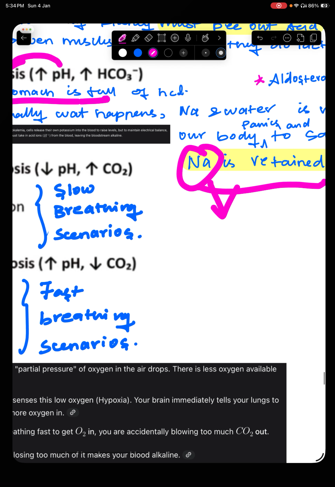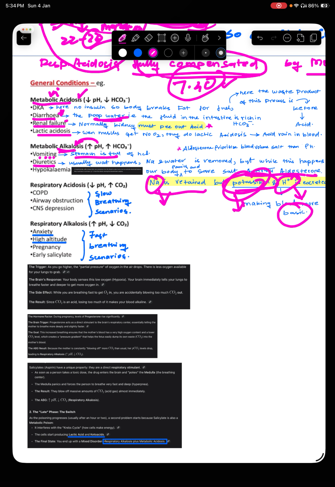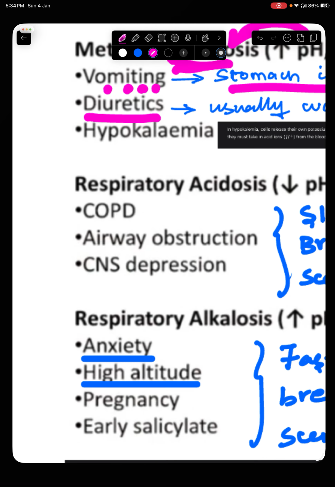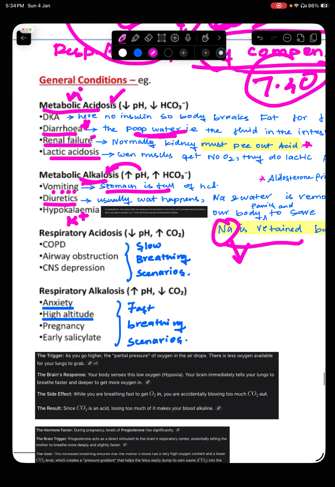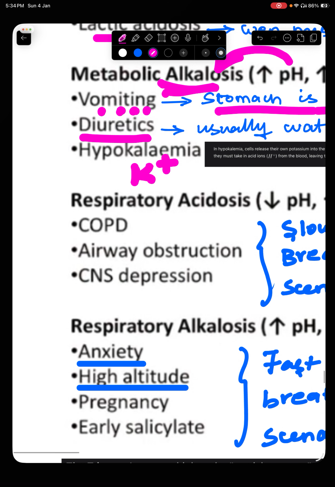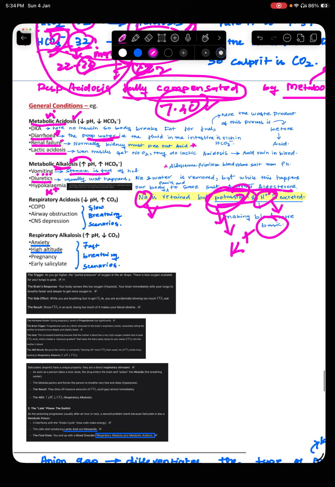Next, hypokalemia. The same condition: since potassium is being excreted, hypokalemia. Remember potassium, K plus. Potassium is actually acidic, keep that in mind. This will help you.